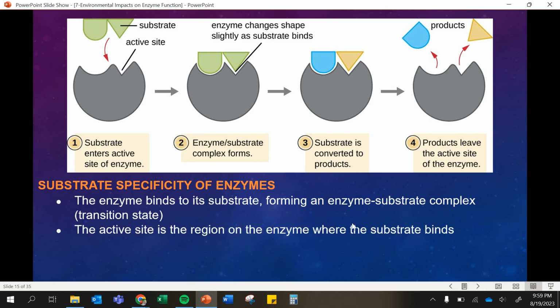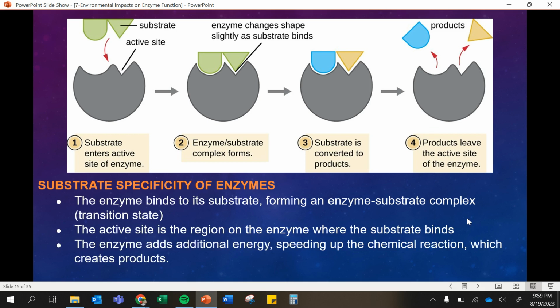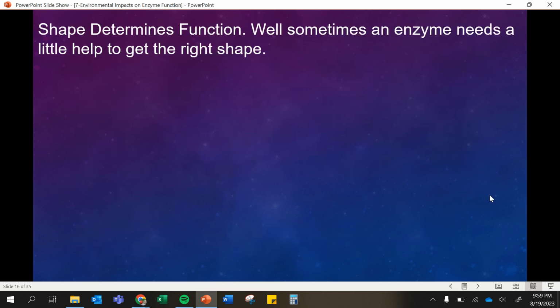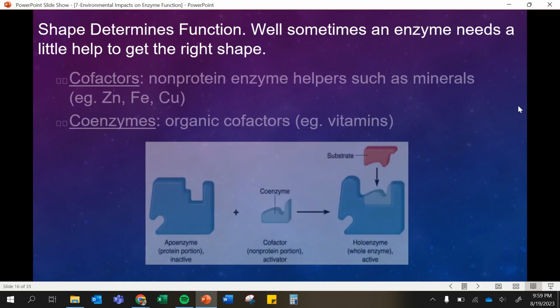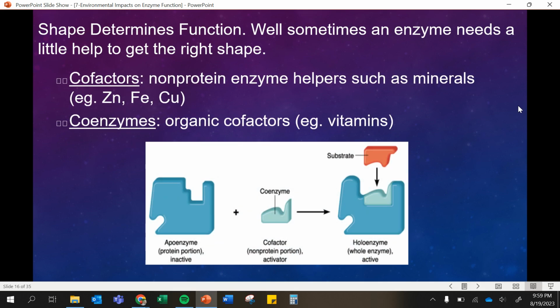But it's that active site region where the substrate binds, and it's going to speed up the chemical reaction, which creates the products, usually because it's helping to orient those substrates in the correct way for the reaction to happen. So the shape determines the function. Sometimes an enzyme needs a little help getting into the right shape, and so we have things that help enzymes get the correct shape.